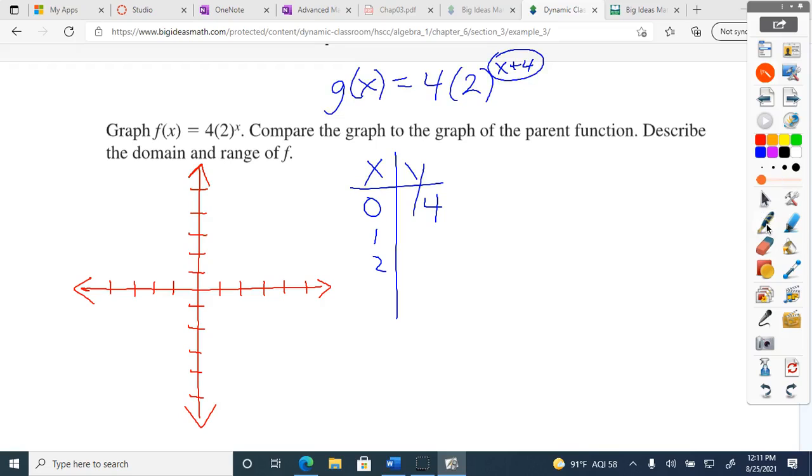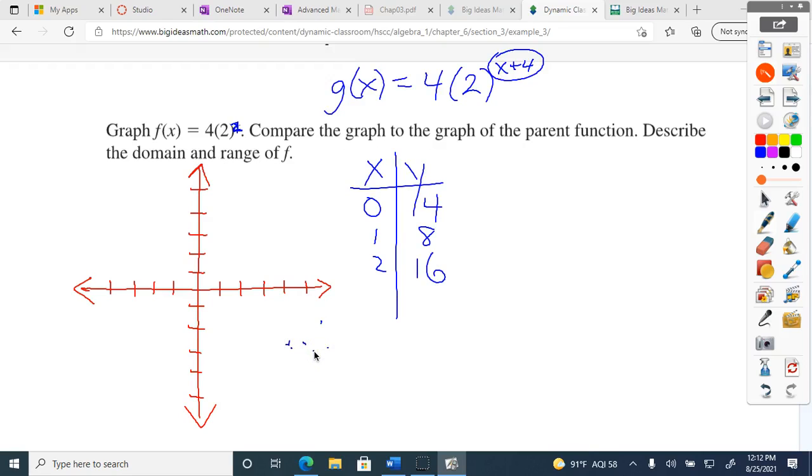If I plugged in 1 for x, 2 to the 1 power is 2, and times 4 would be 8. So I'm already at 8, and I just plugged in 1. If I plugged in 2, 2 squared is 4. 4 times 4 is, I'm already getting too big to graph. So I'm going to stop there. Is there any rule that says every point you put on your table, you have to put on the graph? No. If you pick a point and it's 16, I'm not going to use that point because it's just too high. My graph would be too big. Is that making sense?